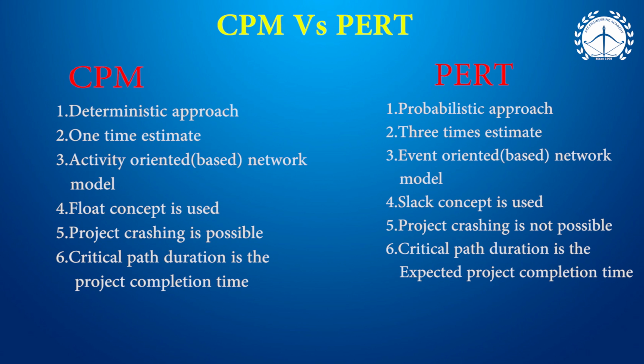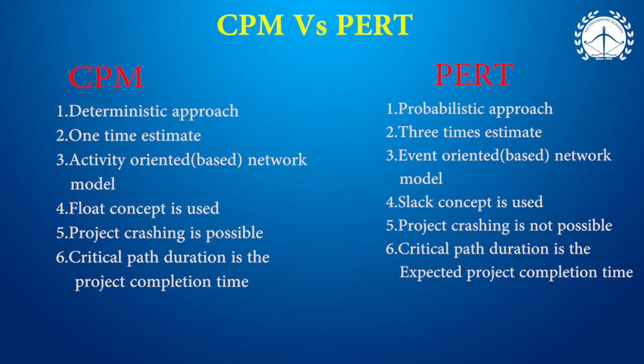And in CPM, activity is well defined. Hence, we can call it an activity oriented network, whereas in PERT, activity is not well defined. Hence, event is used. And coming to delay periods, when we take activity delay we can call it float, whereas event delay we can call it slack. Hence, wherever the slack concept is used, obviously it is PERT.